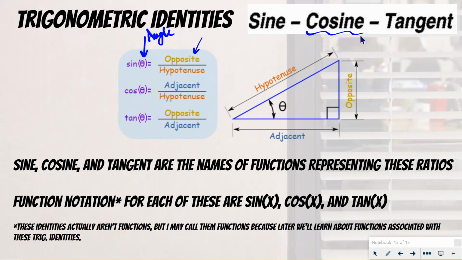Cosine of theta, again, the input is an angle. Now I'm just talking about a different ratio, the adjacent compared to the hypotenuse. Then tangent of theta, again, same input, different output. Now we're talking about the opposite over the adjacent side. So each of these names just talks about a specific ratio within a right triangle. It uses an angle as the input and a ratio as the output.